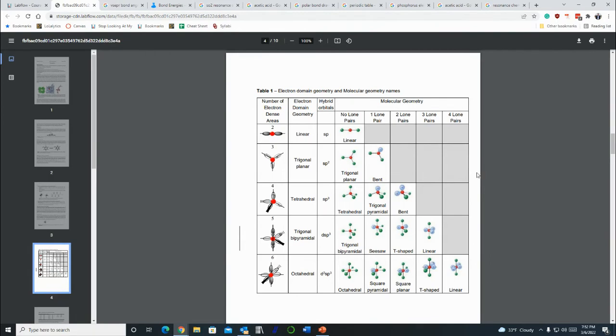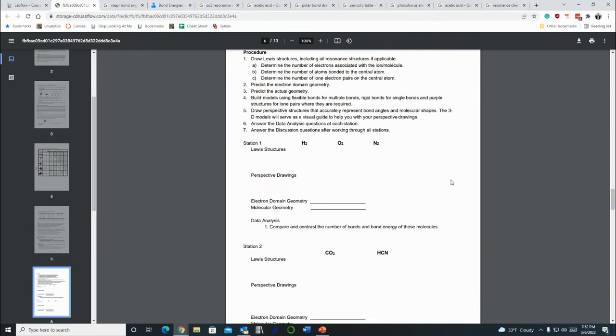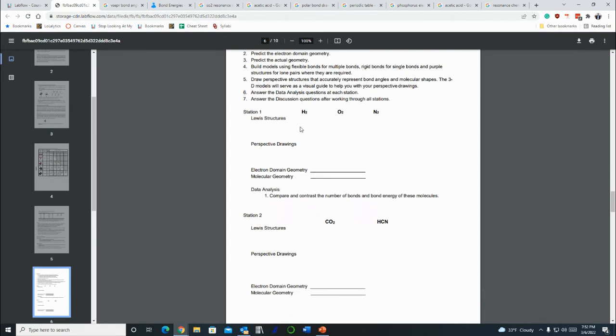So that covers what I want to talk about for VSEPR. Let's talk about your questions. For the first station, you have diatomics here. So these are all going to have linear shapes because they are just bound to each other. There's only one electron-dense region. And it asks you to compare and contrast the number of bonds and bond energies of these molecules.